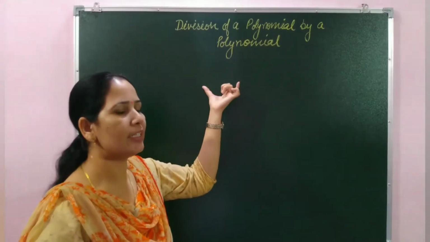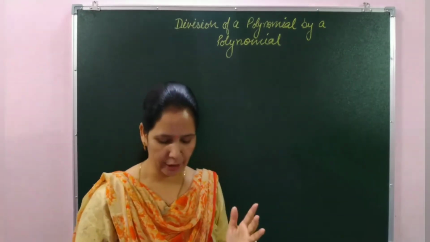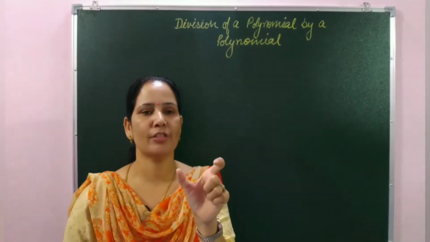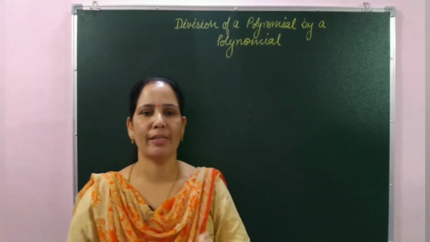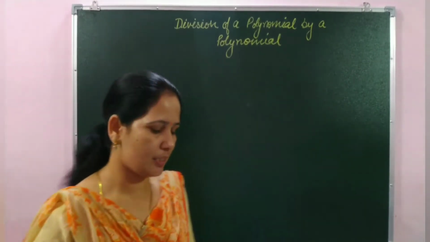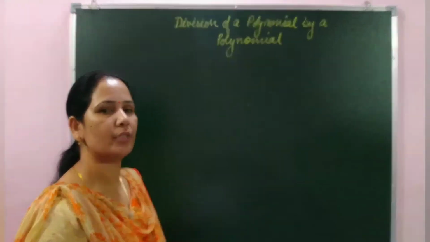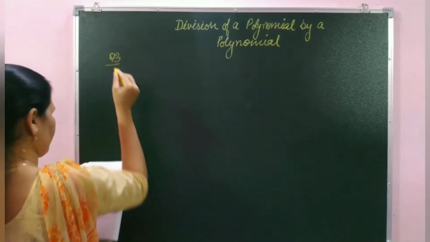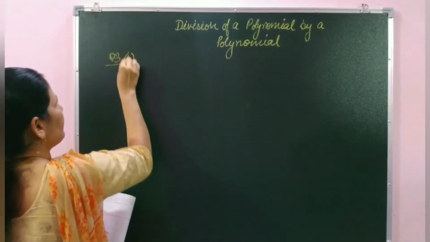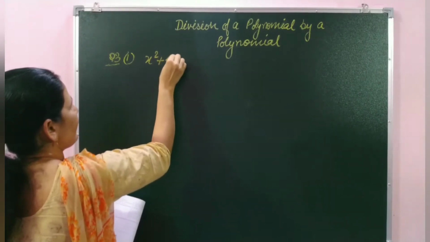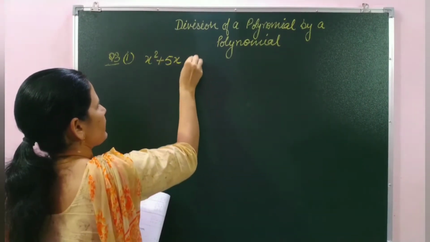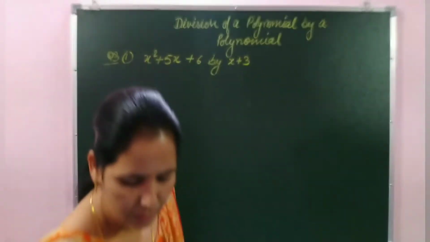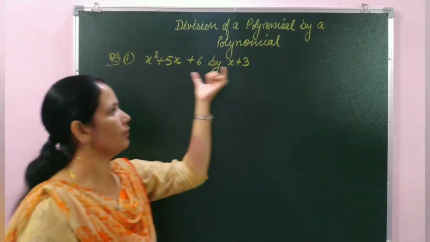So both the dividend and the divisor should be arranged in descending order. And then, to get the first term of the quotient, we have to observe the dividend's first term and divide it by the divisor's first term. How? Let's discuss with the help of one example. I am going to take question number 3 of our exercise 6.3. In its first part they have given x square plus 5x plus 6, and we have to divide this by x plus 3. Okay students, this question we have to solve.